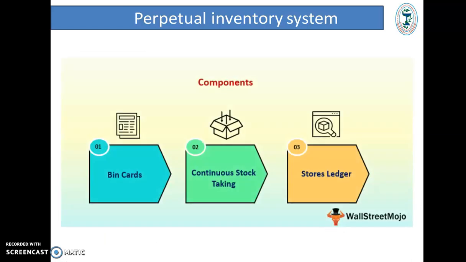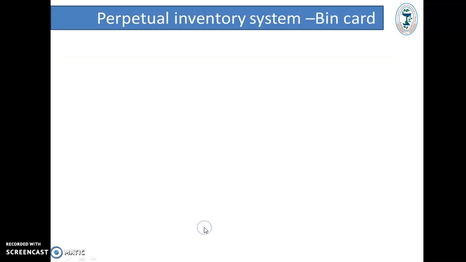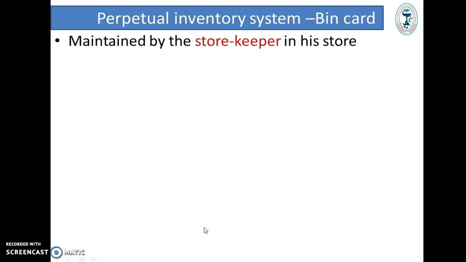It comprises three types or three methods. One is a bin card, second is continuous stock taking and third is store ledger. Let's discuss these components one by one. First, we will begin with the first component, that is bin card.